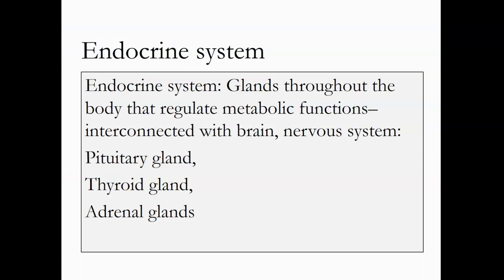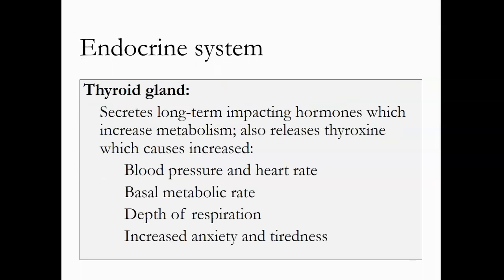Endocrine system. The endocrine system, the glands throughout the body that regulate metabolic function: pituitary, thyroid, adrenal glands. The thyroid gland, we're going to focus on that a little bit, secretes long-term impacting hormones, which increase metabolism. It also releases thyroxine, which increases blood pressure, heart rate, metabolic rate, depth of respiration, anxiety and tiredness. Thyroxine is not a good thing in terms of stress, and really can get us going in the wrong direction.